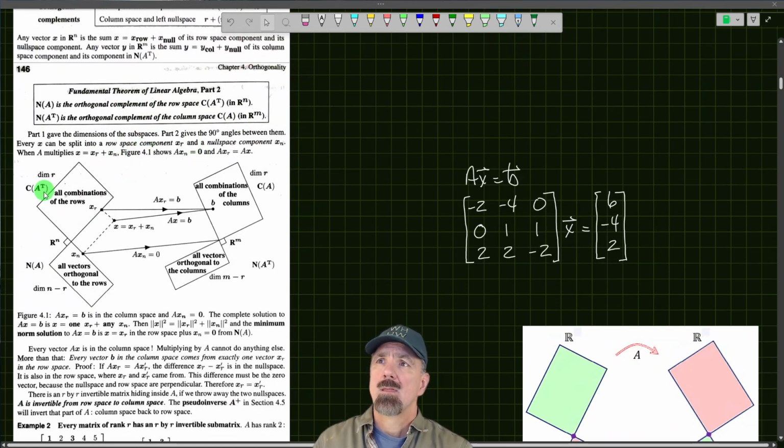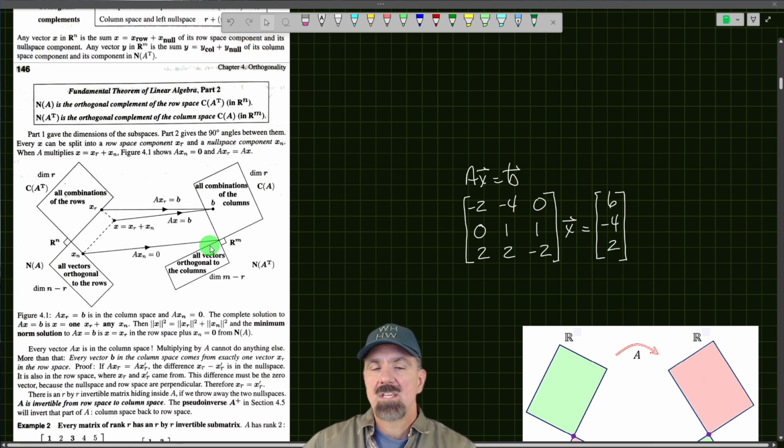So he makes this big point right here. He calls it the fundamental theorem of linear algebra part 2. This is more important than the first part that he talked about. It really is mind-blowing that the row space and the null space are orthogonal complements. They cover all of Rn, and they are orthogonal. All the vectors in one are orthogonal to all the vectors in the other, and that's true with the column space and the left null space.